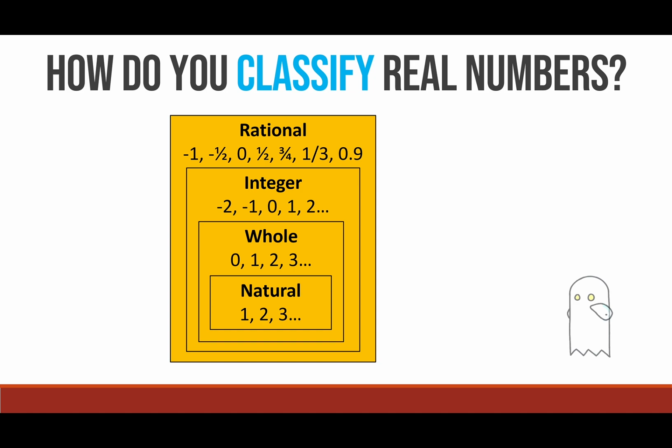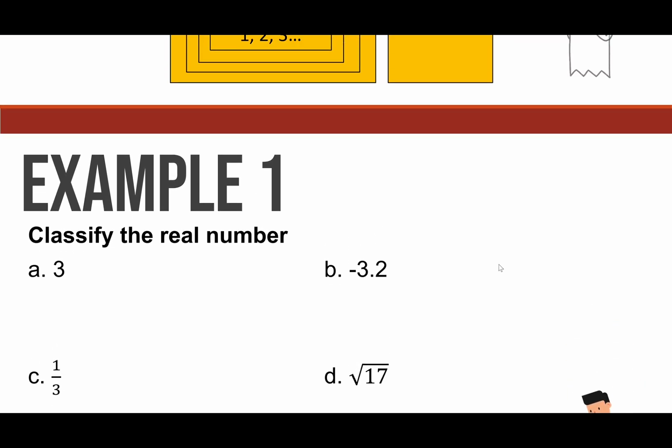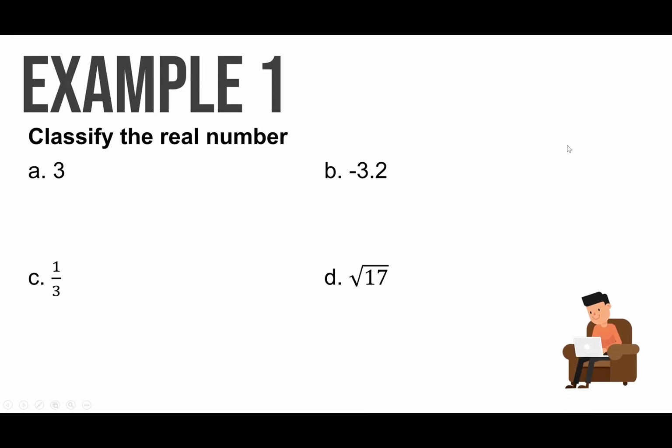Now on the other side, these numbers right here are irrational. This is kind of like pi or 7.41473, blah, blah, blah. It keeps going on and on and on forever without any pattern. If they don't have a pattern, they are called irrational numbers. And all of these numbers here, rational, integer, whole, natural, irrational, these are all part of real numbers, okay? Real numbers. Okay, so let's take a look at example number 1. Let's classify the real numbers.